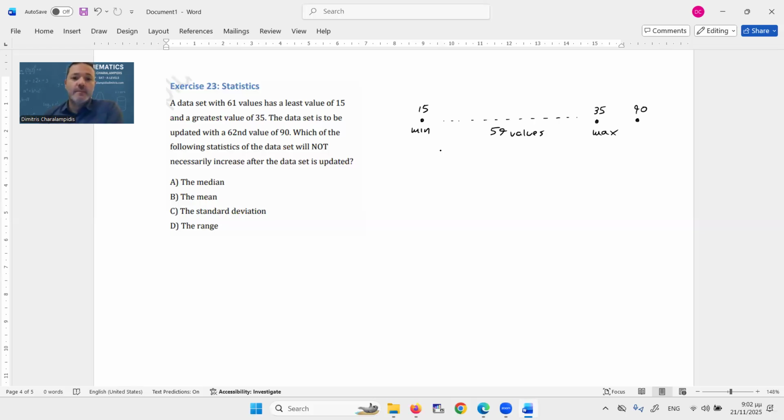Let's see. First of all, mean. We know that mean is always affected by any value of the set. Every single time we bring or we take out a value from the set, the mean will change. The only scenario in which mean does not change at all by bringing or excluding values is when the value brought or taken out is equal to the old mean.